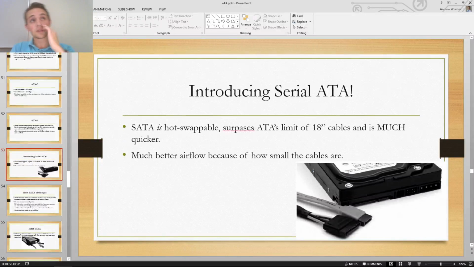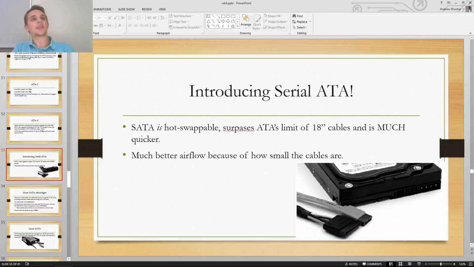SATA is apparently hot swappable, but if you really think about it, why would you want to do that? If you're in the middle of writing data, why would you want to unplug your hard drive? It's kind of a silly idea to begin with. So there it is. ATA's ribbon cable limit was 18 inches, and you never really saw them at 18 inches. It was just never enough. You see 18 inches, it sounds like a lot, but it's really not.